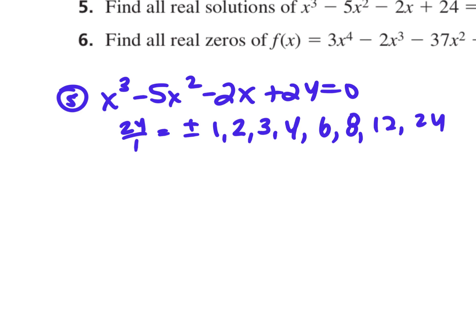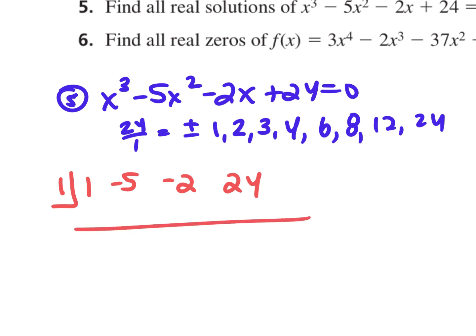Let's try +1. Synthetic division. Write out your coefficients. 1, -5, -2, and 24. Do I have any gaps that I have to account for? Right? I go x cubed, x squared, x to the first. Okay, good. So bring down the 1. 1 times 1 is 1. -5 and 1 is -4. -4 and 1 is -4. -2 and -4 is -6. -6. Is this going to give me a remainder of 0? Okay, go ahead and go to the next one.